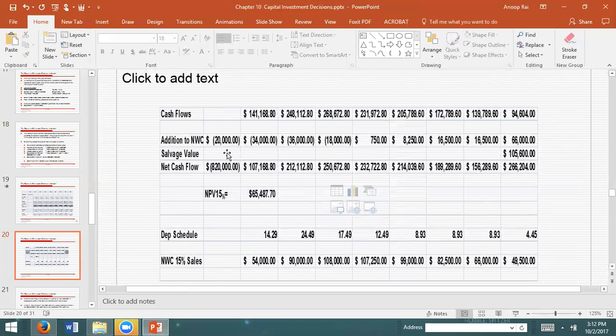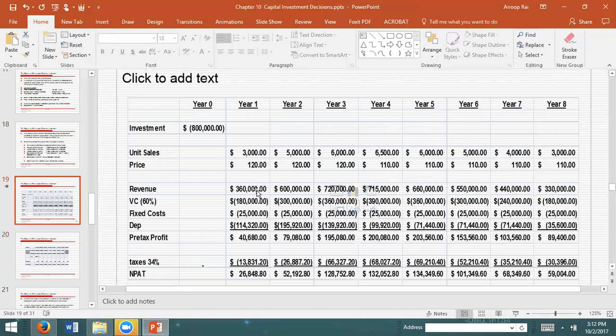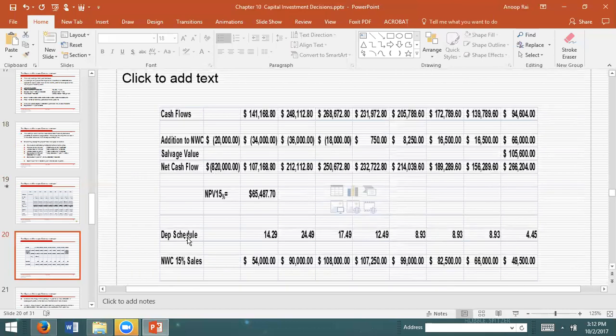But it also said that the minimum you needed was 15% of sales. So in the first year, our sales was 360,000. 15% of that is 54,000. So that means our working capital had to be 54,000. So that means we'll have to dish out another 34,000 in addition to the 20,000 to make it come to 54,000. So that will be subtracted from our cash flow because that's money set aside to make sure that we have the investments for accounts receivable, inventory, etc.